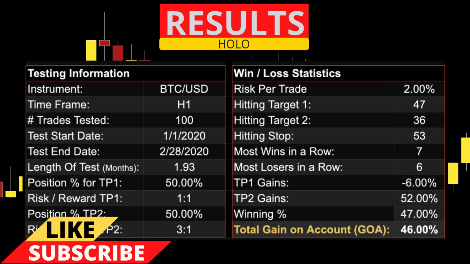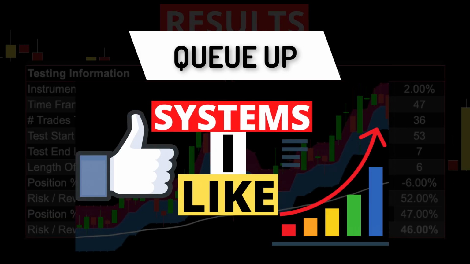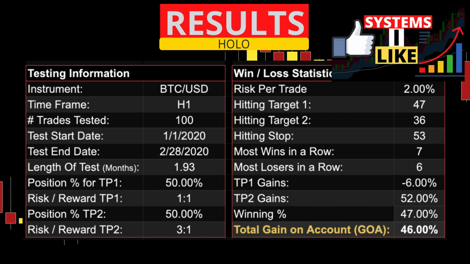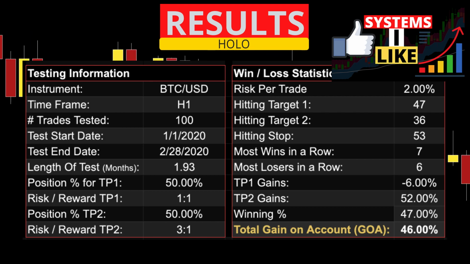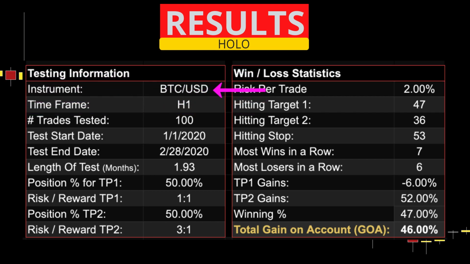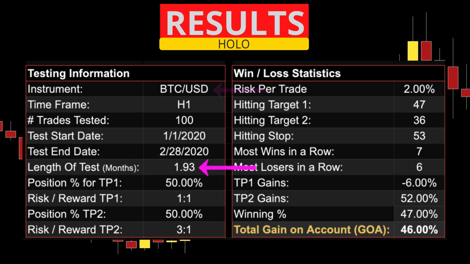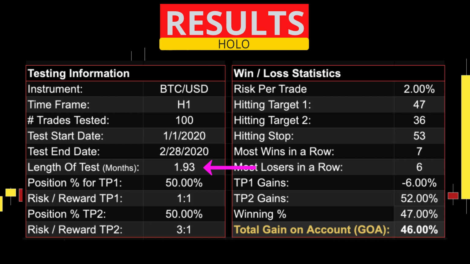Remember, this is just 100 tests on one instrument. If you are thinking of using this system, please do all the required testing and be sure to let our community know what you discover. This test was done on Bitcoin versus the US dollar, 1 hour candles. It took a blazing 2 months to find the 100 setups.